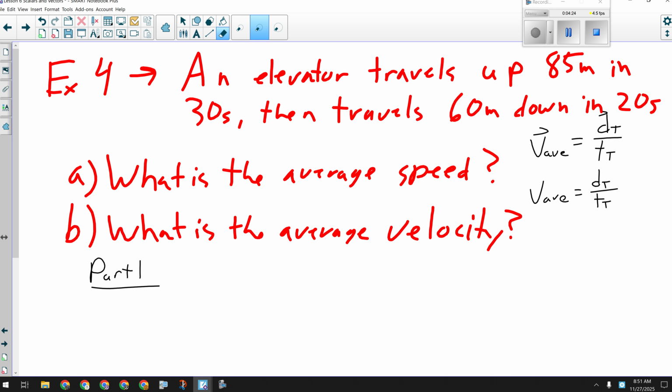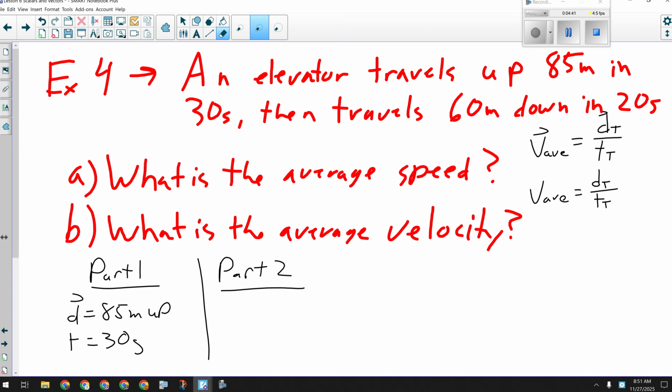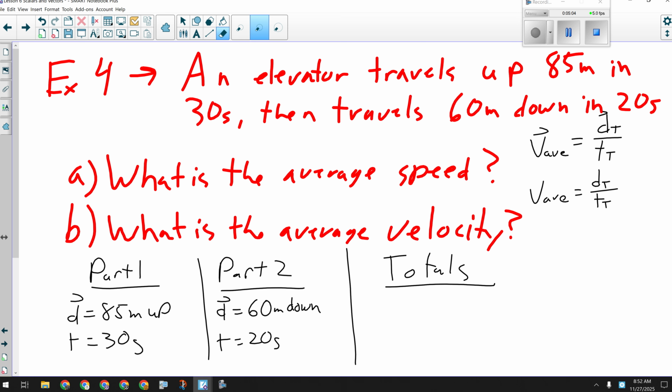the elevator goes 85 meters up. That's a displacement. 85 meters up, and it does that in 30 seconds. In part 2, it travels 60 meters down, another displacement, and it does that in 20 seconds. So this one's actually a little easier than the last one we did yesterday. 85 meters up, 60 down.